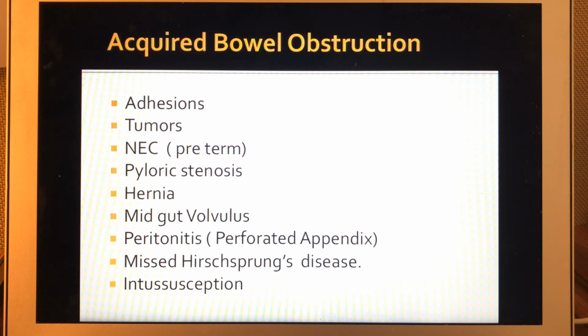On the other hand, acquired bowel obstruction, which I'm not going to talk about today, can be caused by adhesions, tumors, necrotizing enterocolitis, especially in preterm babies, pyloric stenosis, hernias, midgut volvulus or acquired volvulus, peritonitis such as perforated appendix, perforated Meckel's, and so on and so forth, missed Hirschsprung disease or intussusception.